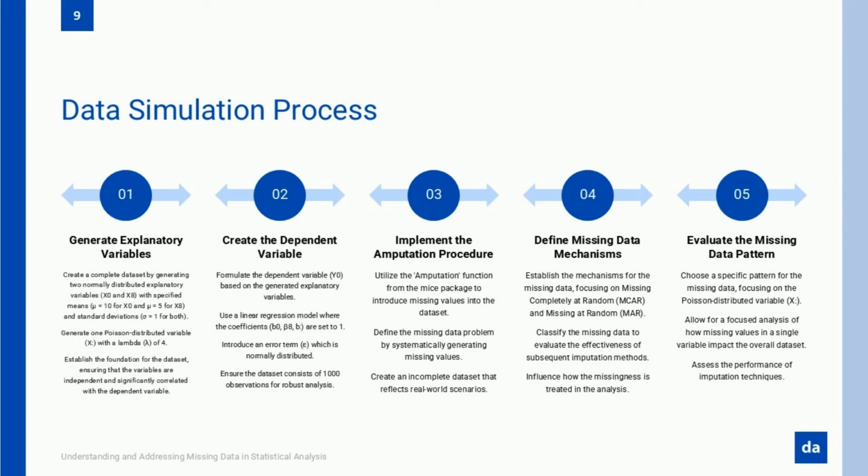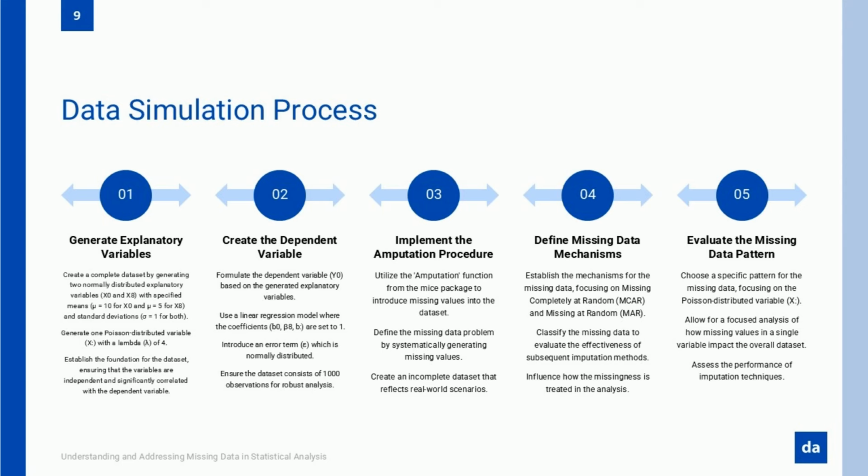Step 5. Evaluate the missing data pattern. The final step involves analyzing the missing data pattern to ensure it aligns with the study's objectives. A specific missing data pattern is chosen to focus the analysis. For this study, the missingness affects only the Poisson distributed variable, x. By concentrating on one variable, researchers can better assess the effectiveness of imputation techniques under controlled conditions.